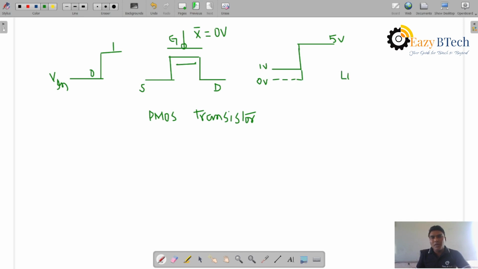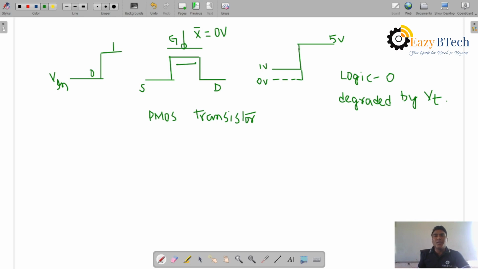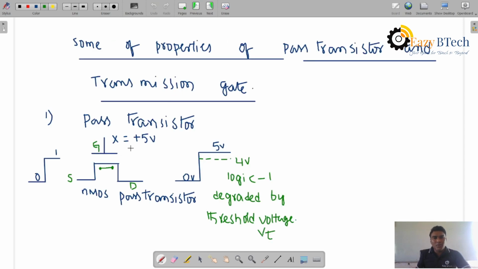So here it is a logic 0, degraded by threshold voltage Vt. So in these two cases, the MOS transistor acts as a switch when external gate voltage is 0 and when external gate voltage is 1.